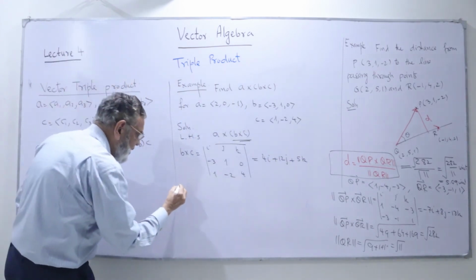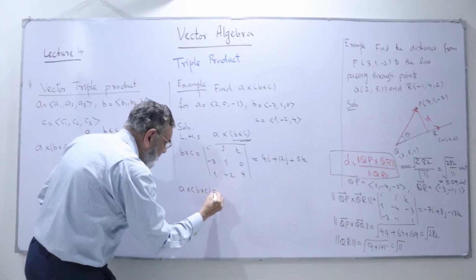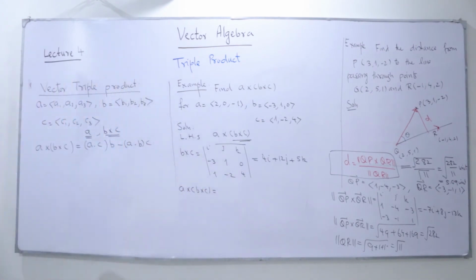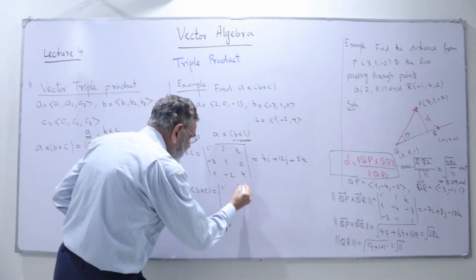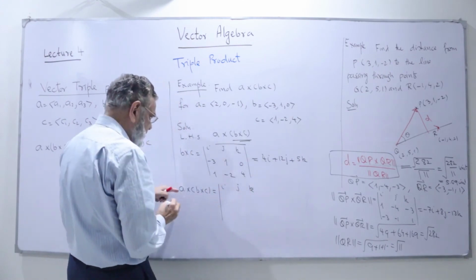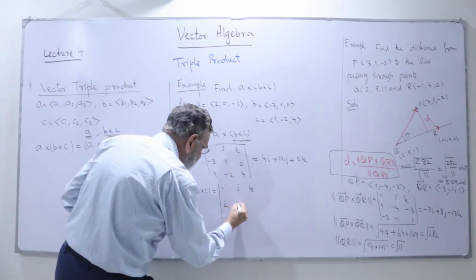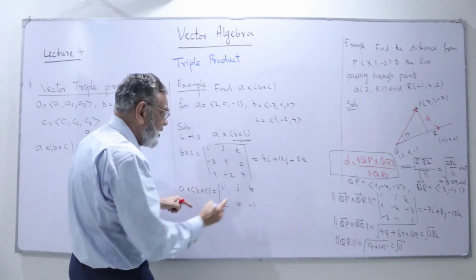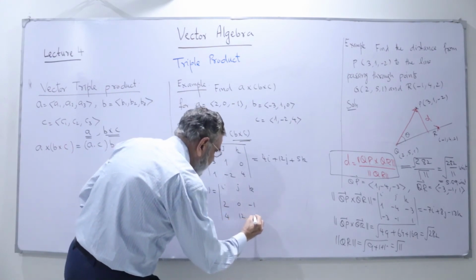Now I take A cross B cross C. This means I use the vector B cross C to find this. So again I have I, J and K, the definition of my cross product. Then the components of A: what are the components of A? They are 2, 0 and minus 1. The components of B cross C are 4, 12 and 5.